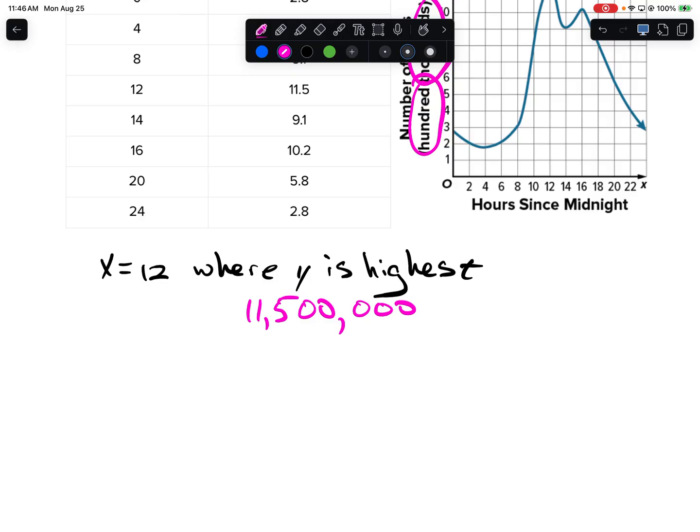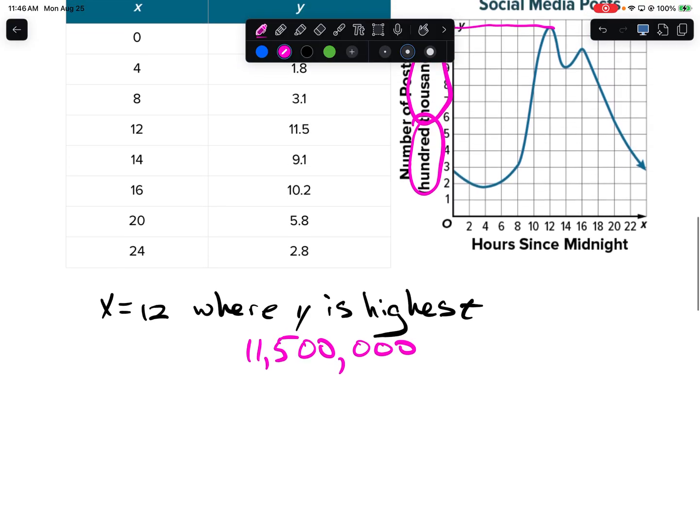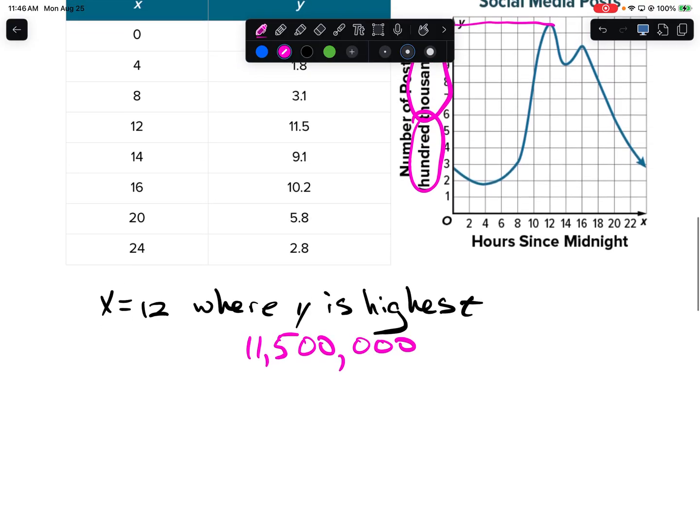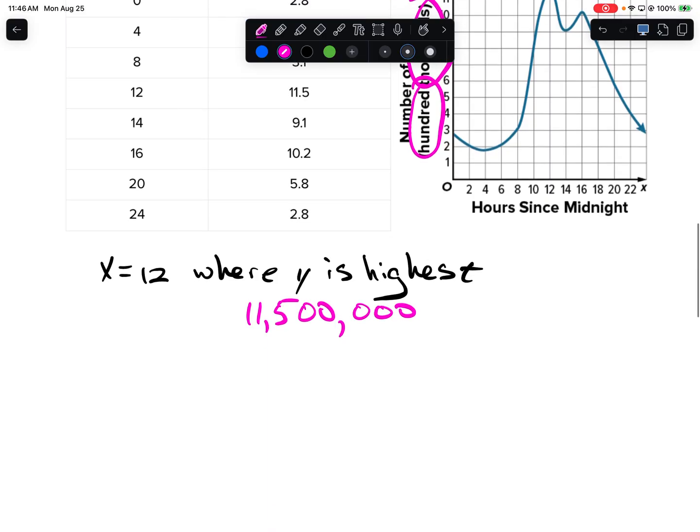So hundreds of thousands, so it's, oh, I whiffed on that. Sorry. I whiffed on the comma there. My bad. Oh, wait, did I screw it up? Should be 1,150,000. Ignore that, my bad. 1,150,000.